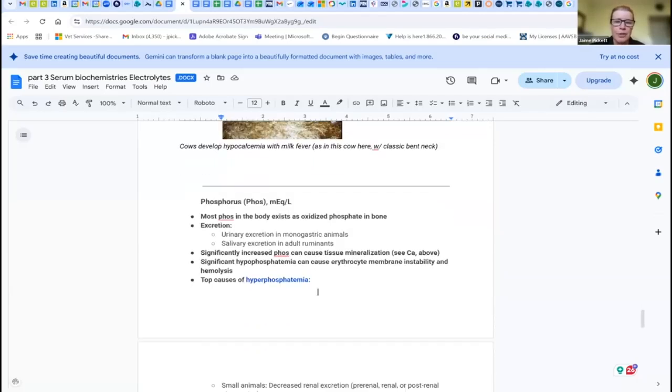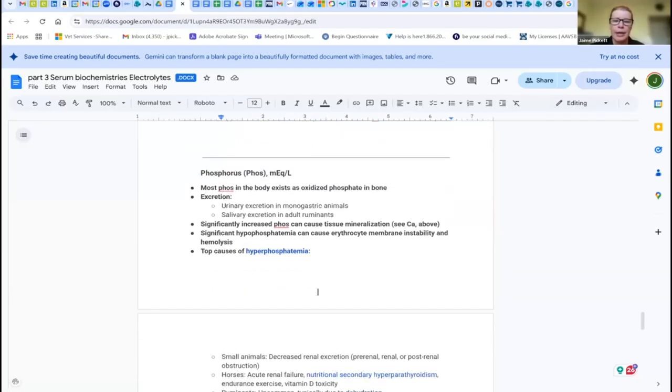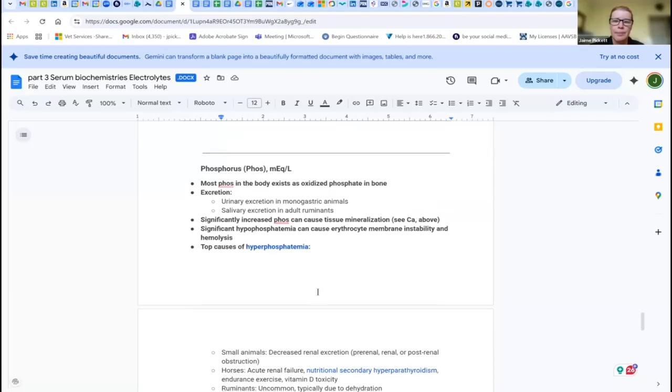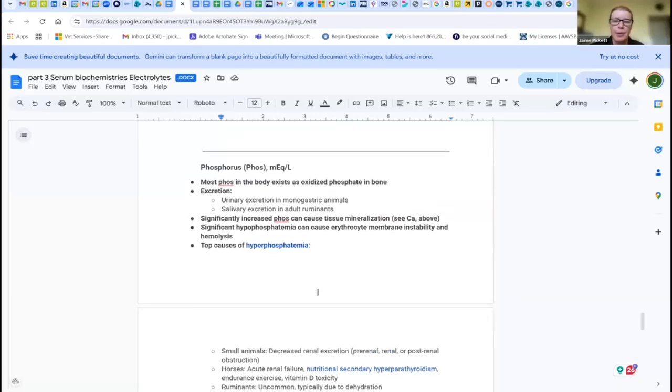So phosphorus is now what we're looking at. Remember, it's the partner to calcium. So most phosphorus lives in bone and excretion varies by species. Monogastrics use the kidneys. Adult ruminants use saliva.